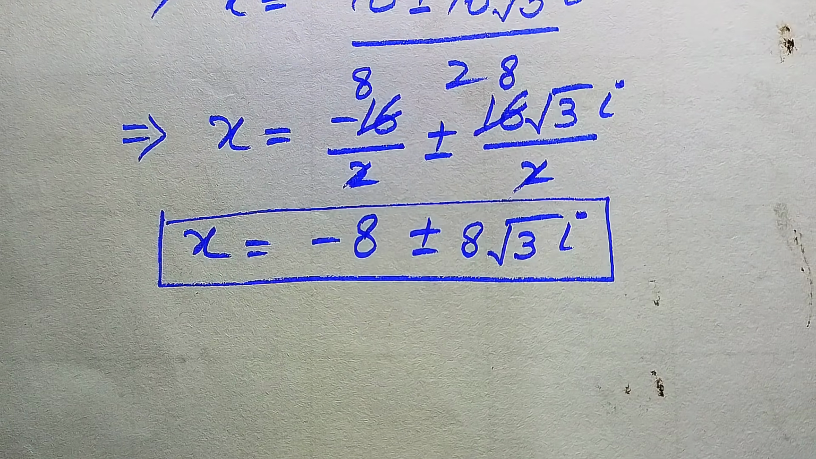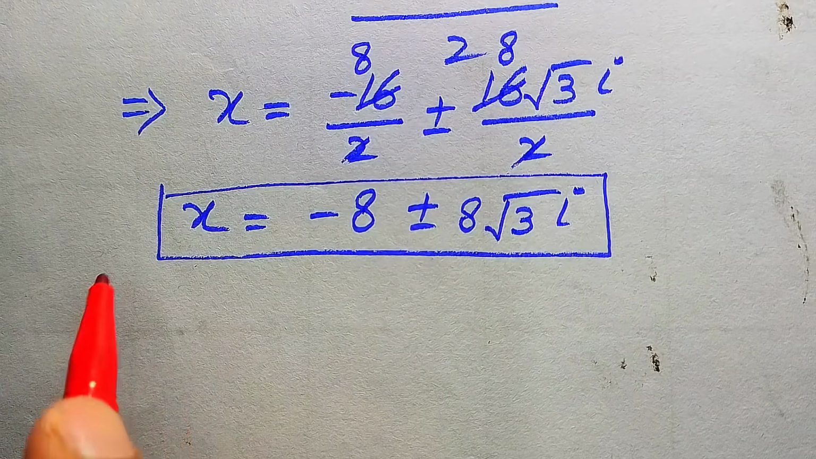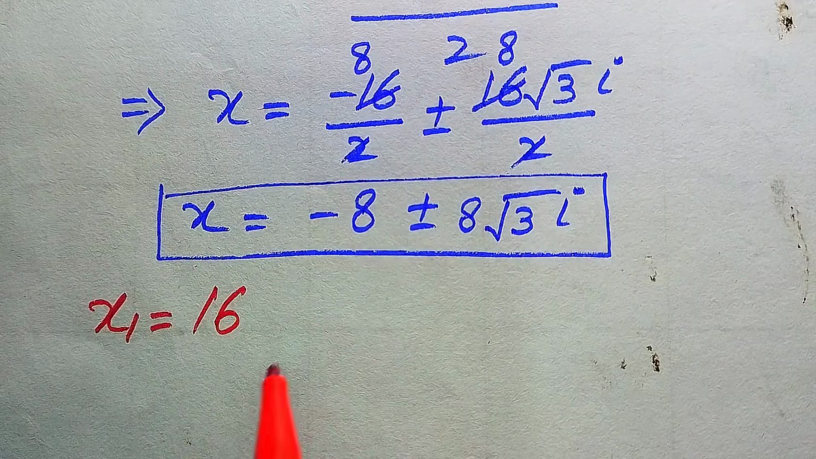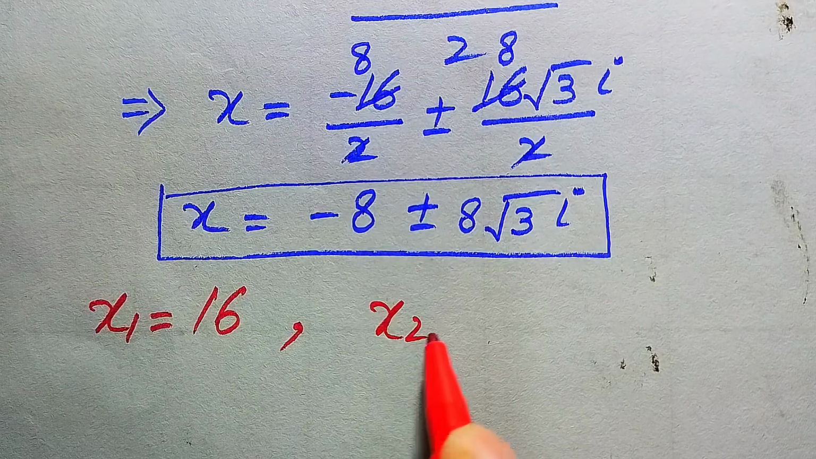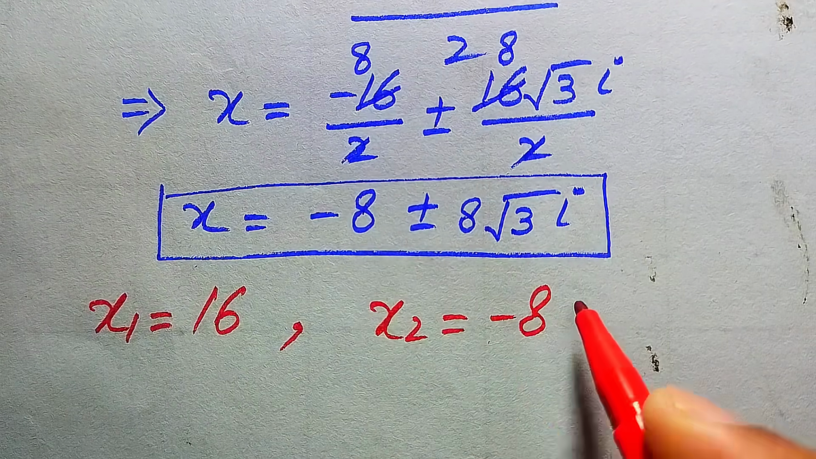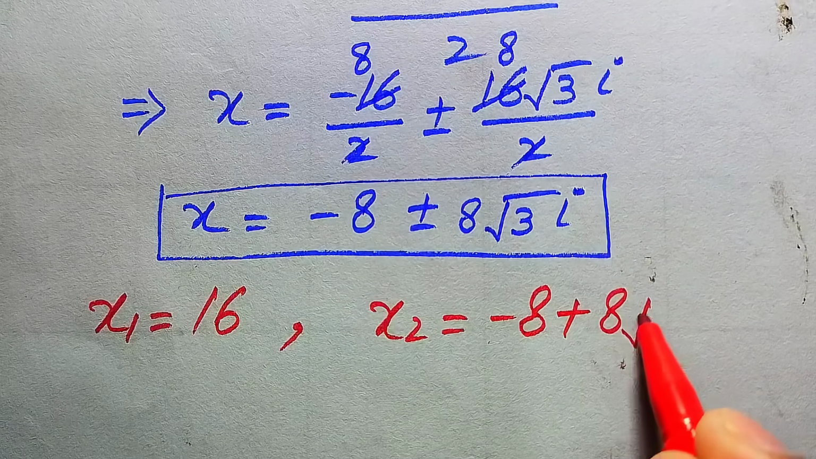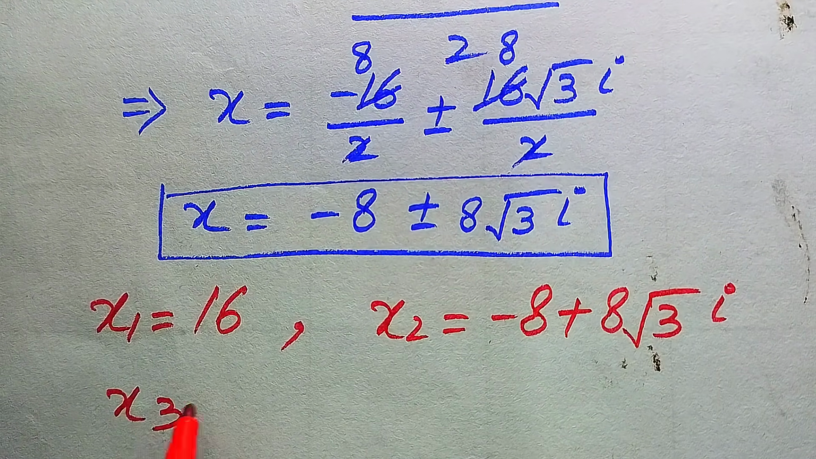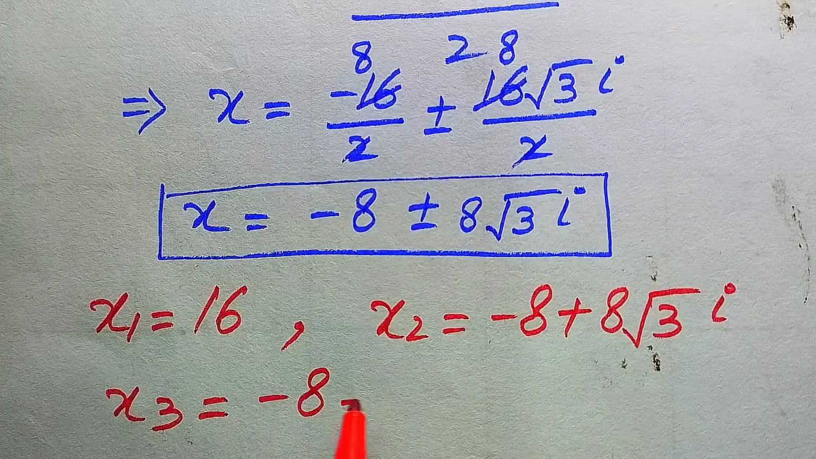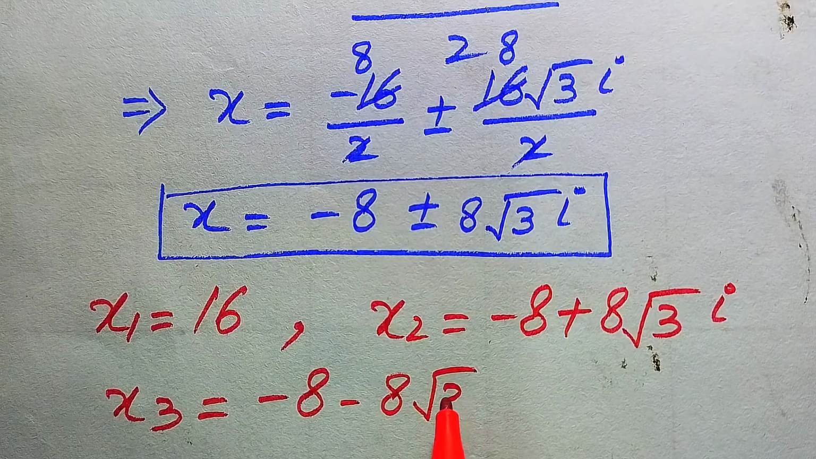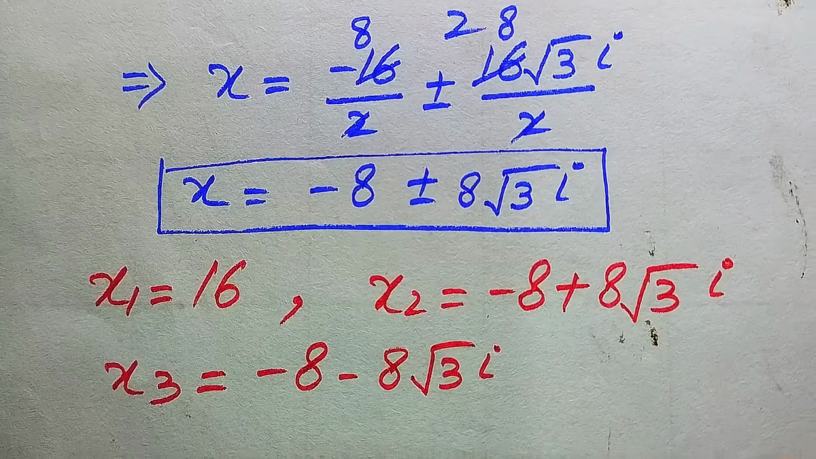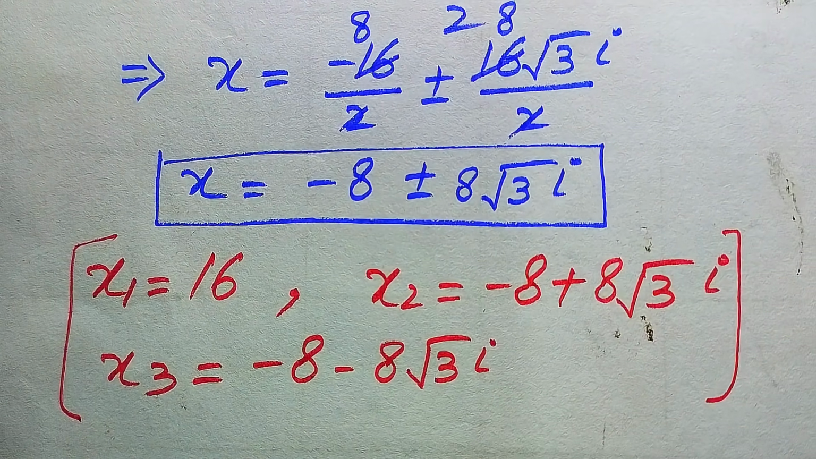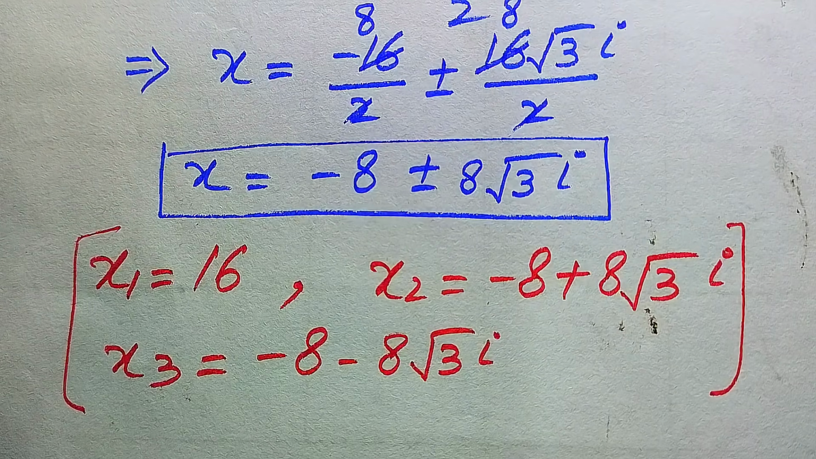And finally, there are three roots of the given equation. The first root is x1 equals 16, the real root. The second root is the complex root, minus 8 plus 8 times square root of 3 iota. And the third root is also a complex root, minus 8 times square root of 3 into iota. So this is our third root. So these are the three roots of the given equation, and this is our final answer.